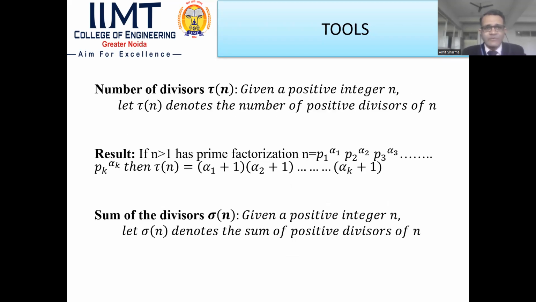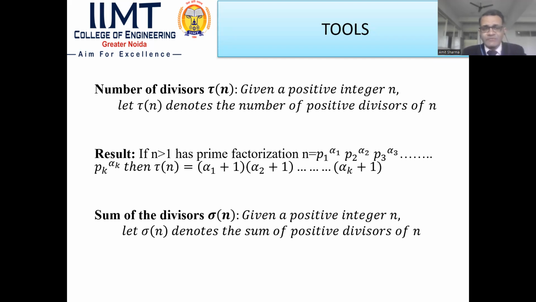Now, the next tool is the number of divisors, denoted by tau n. Given a positive integer n, let tau n denote the number of positive divisors of n. Now we have a result to calculate tau n. If n greater than 1 has prime factorization n is equal to p1 raised to alpha 1, p2 raised to alpha 2, p3 raised to alpha 3 up to pk raised to alpha k, then tau n is calculated as follows: we will add 1 to the powers. So tau n is equal to alpha 1 plus 1, alpha 2 plus 1 up to alpha k plus 1.